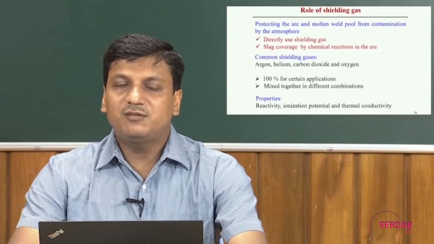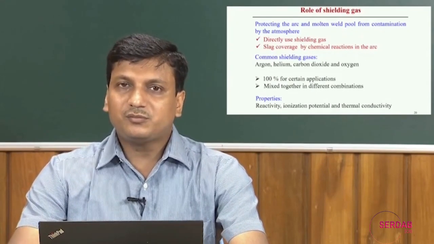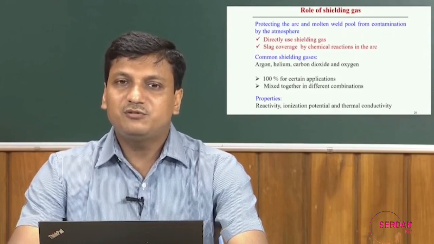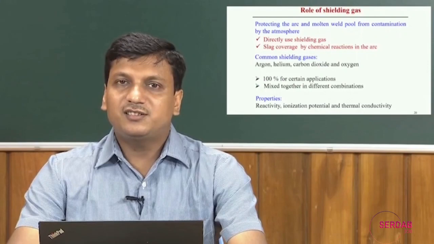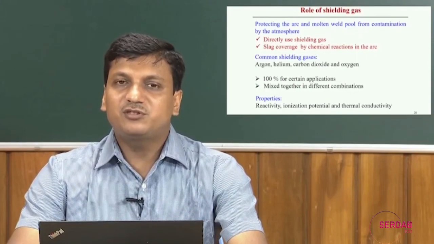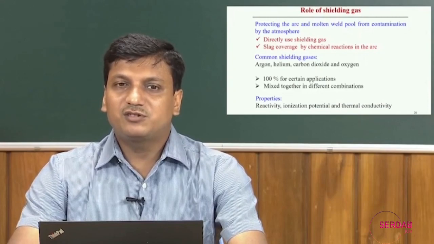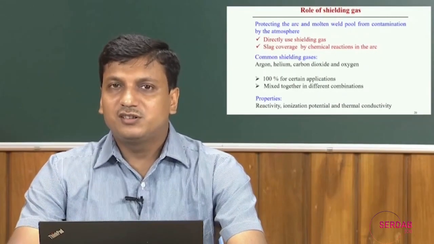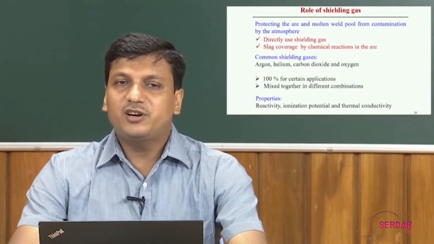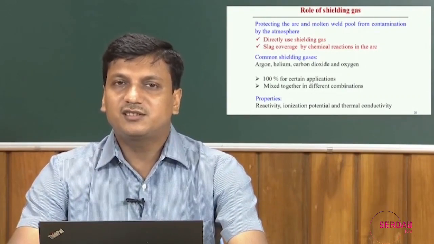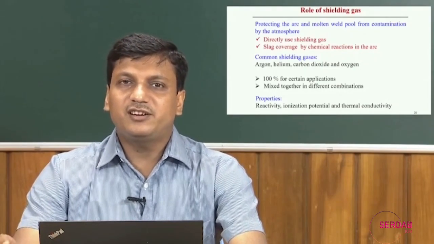That is why argon and helium are the typical shielding gases we use during the welding process. First, an individual shielding gas can be used alone, 100% of the shielding gas, for certain applications, or sometimes we use a mixture of two or more different shielding gases, in different combinations, to get certain advantages.